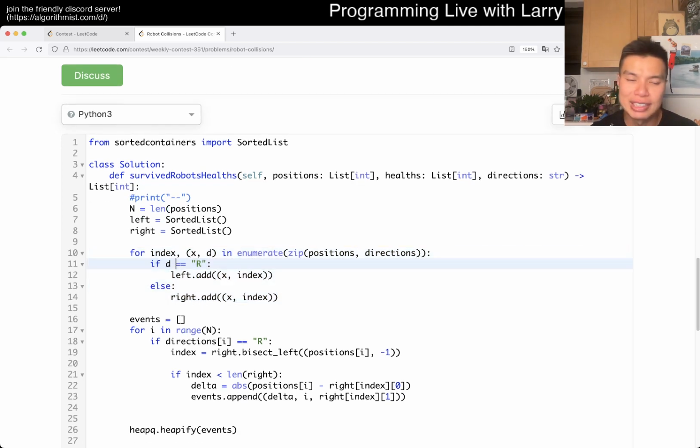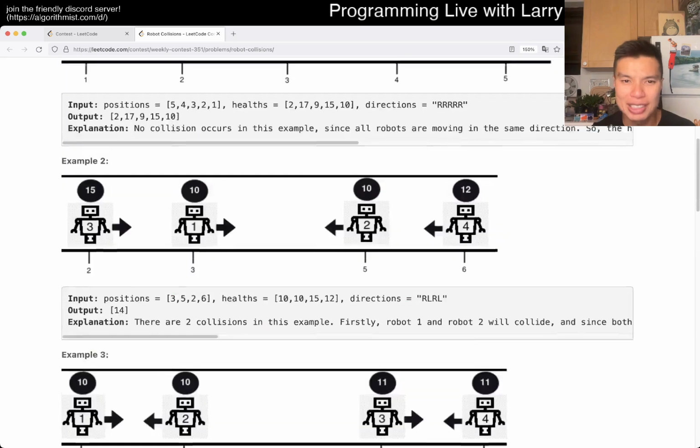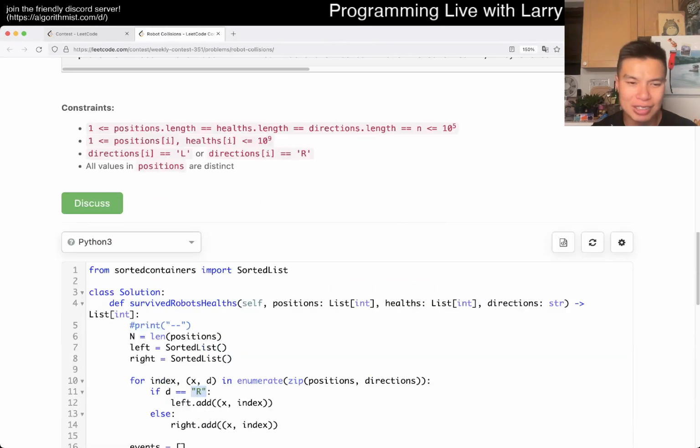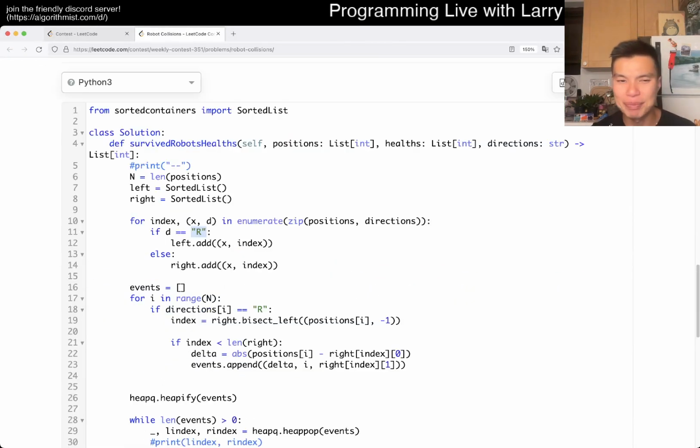So if it's facing right, I think I kind of mixed up the terminology, so that's why I got confused, but I think here I meant facing left from the right side. If it's going to the right, it's on the left side. If it's going to the left, it's on the right side. So that's why it looks a little bit awkward, but yeah.